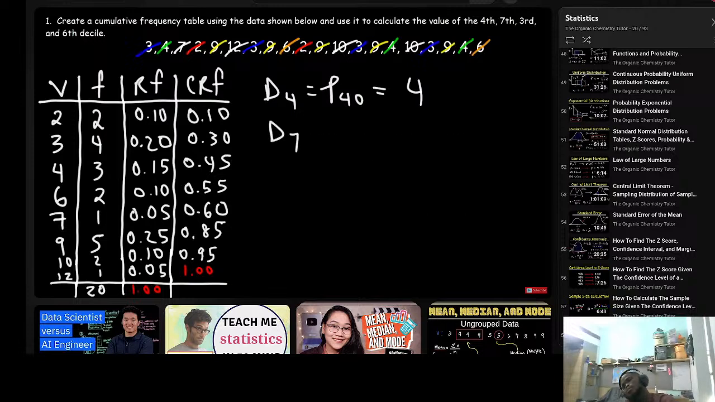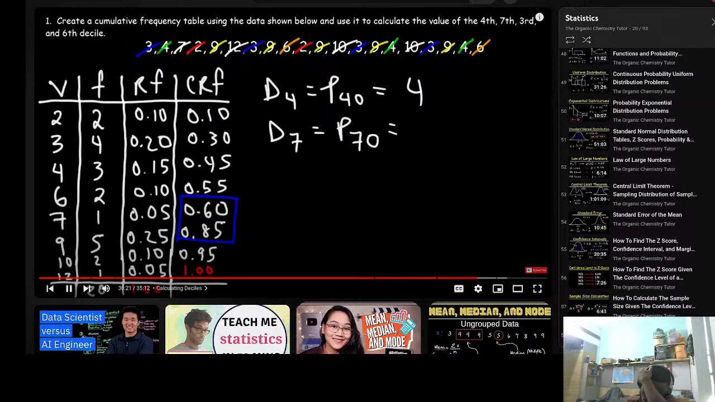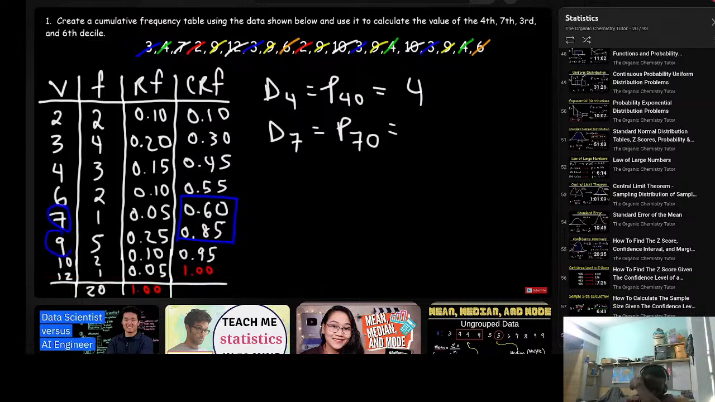Now what about the 7th decile, or the 70th percentile? What is the value that corresponds to that? So the 70th percentile has a cumulative relative frequency of 0.7, which is between 0.60 and 0.85. Now keep in mind, the 60th percentile ends with 7 and begins with 9. So the 70th percentile has to be one of the 5 9s that we have here. So it's going to equal 9.